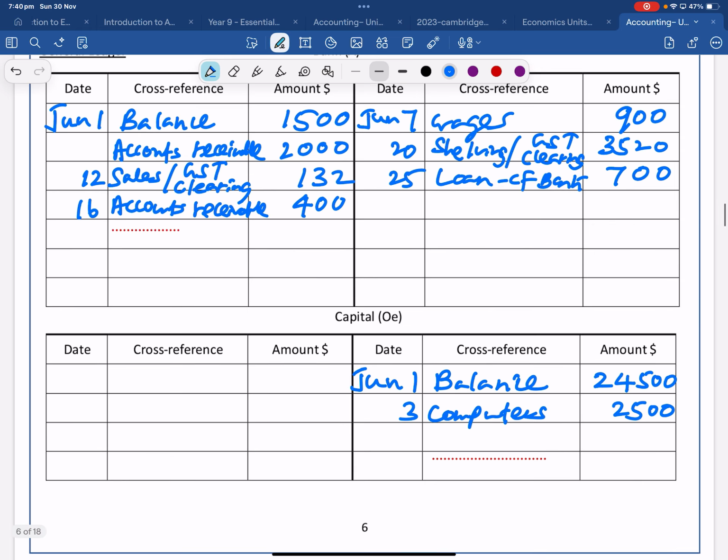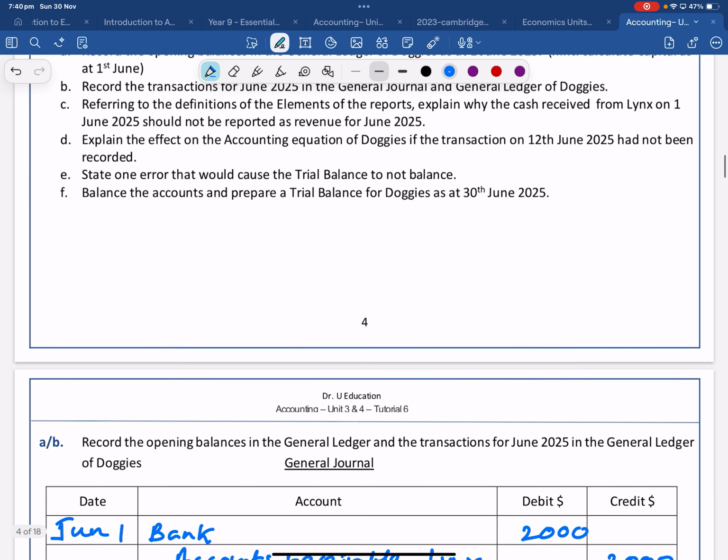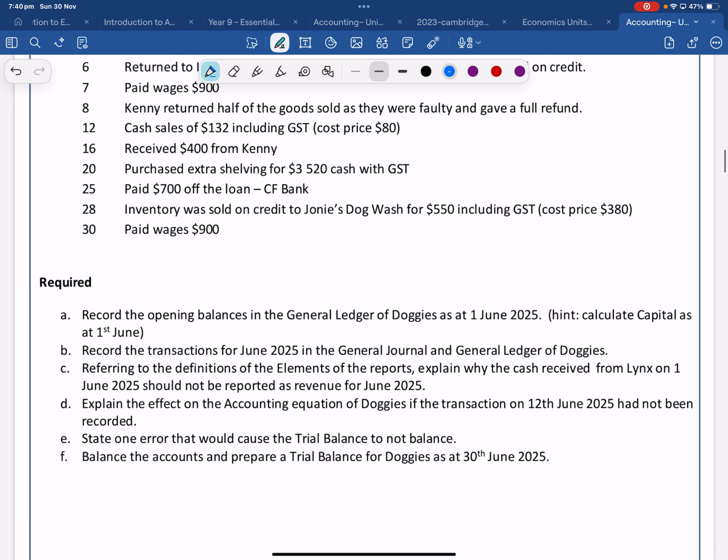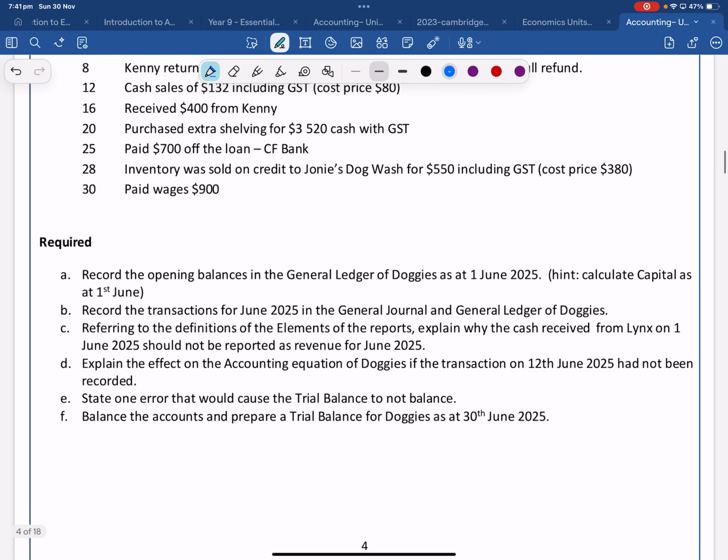Right. Second last one. Inventory was sold on credit to Johnny's Dog Wash, 550 including GST. Yes, guys. What's the double entry? Christian?